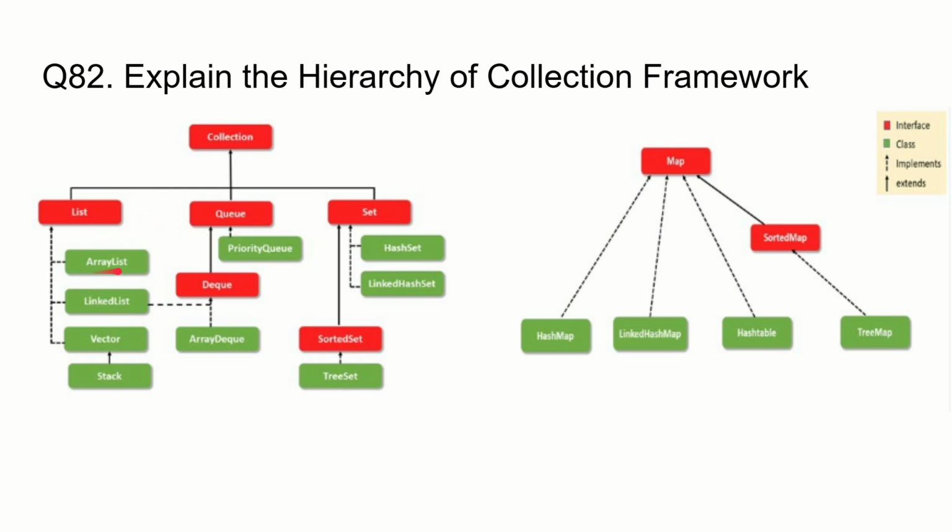In list we have ArrayList, LinkedList, Vector, and there is Stack, which is extending Vector. In queue we have PriorityQueue, Deque, ArrayDeque. In set we have HashSet, LinkedHashSet, and TreeSet. Here we are seeing the map interface, which has four important classes: HashMap, LinkedHashMap, Hashtable, and TreeMap. Map interface does not directly extend the collection interface, but it is an integral part of the collection framework.